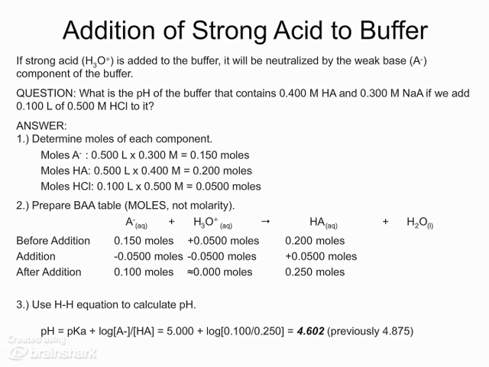Now we can use our trusty HH equation to figure out the pH. And we know that in this equation, since the volumes are the same, we can just use our moles instead of molarity. So we have pH equals pKa plus the log of base concentration divided by acid concentration. And when we do this calculation, we get 4.602 for our pH, whereas before it was 4.875. So you see it changes, but not by much.